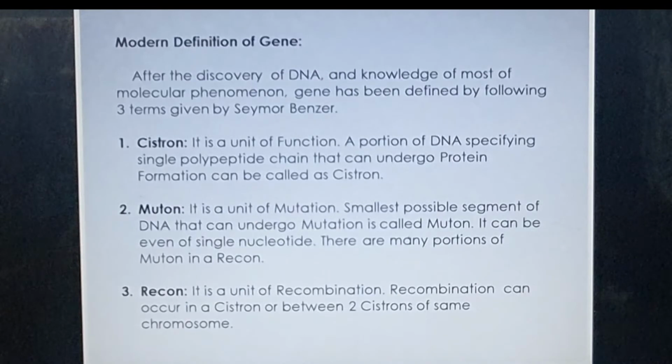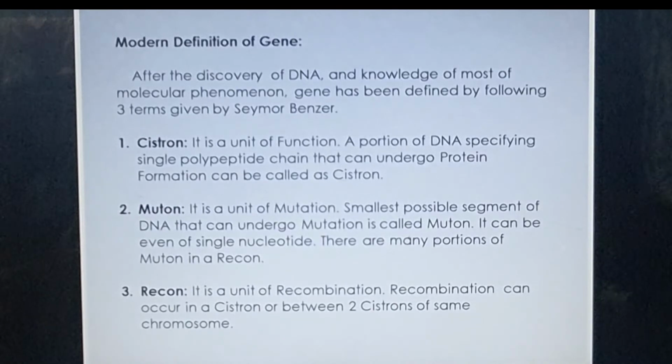First, cistron. Cistron is a unit of function. Function means whatever it has to perform. As we have seen, a gene has to perform a particular function. That function is basically designed for a particular gene. So cistron is a part of a gene which is a unit of function. A portion of DNA specifying a single polypeptide chain that can undergo protein formation can be called a cistron. The unit of function is the cistron.